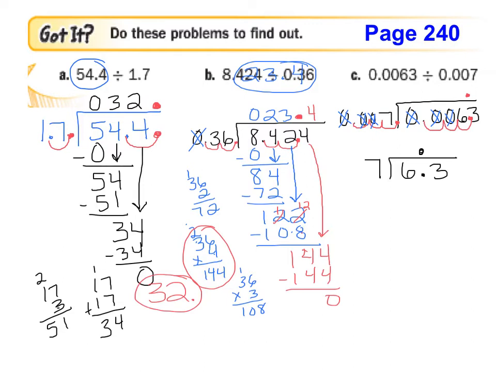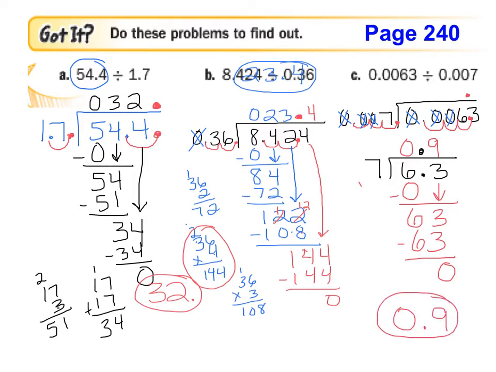So let's get started. 7 goes into 6 0 times. 0 times 7 is 0. Subtract and I get 6. And I would like you to bring down the 3. And 7 goes into 63 9 times. Gives me 63. And I subtract and get remainder 0. So our quotient is 9/10. For a problem that looked pretty scary, it turned out to be pretty nice after all.